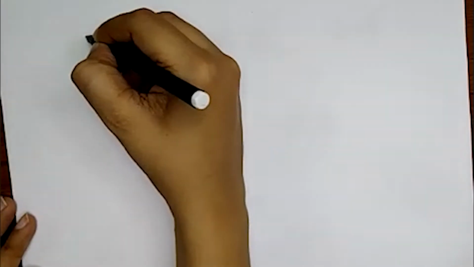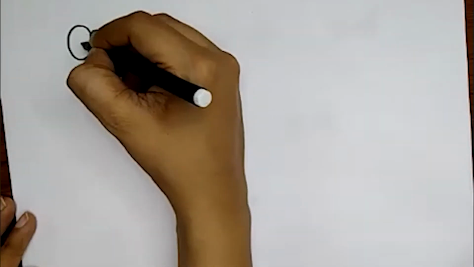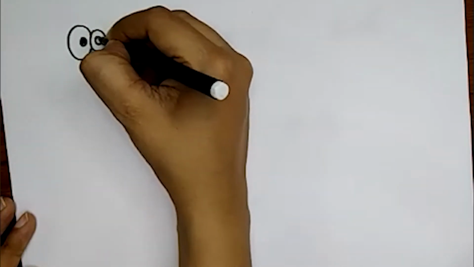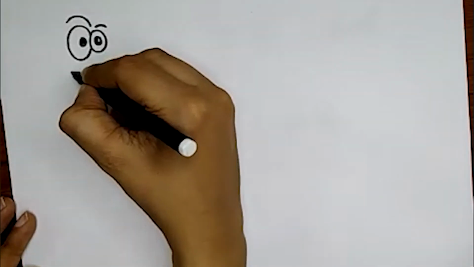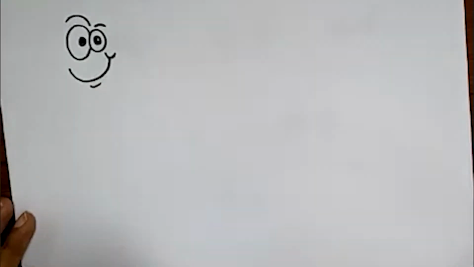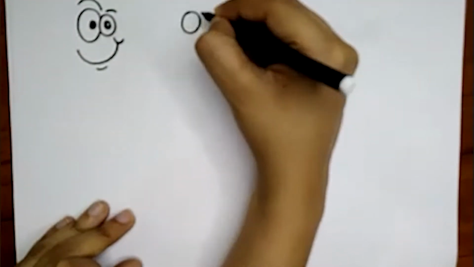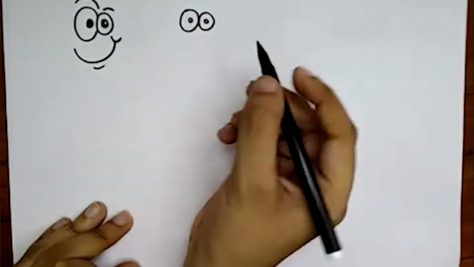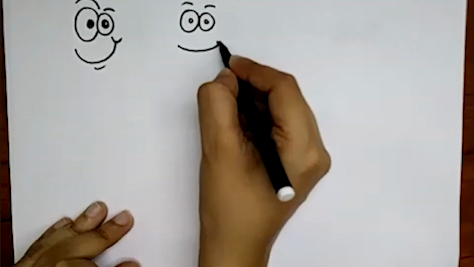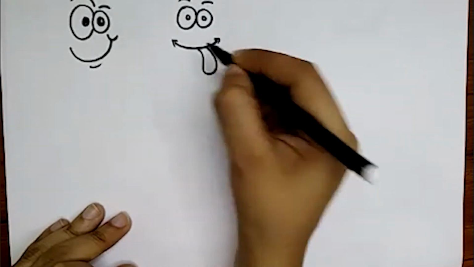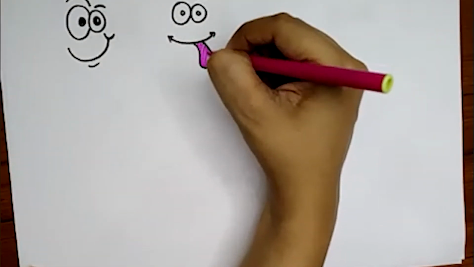Now we'll make both eye and mouth. A smiley face. We'll draw two eyes, one eye big and one eye small. That is the feature of cartoons, okay? And a wide smile. We'll make a smiley face with tongue outside. Again, two eyes, small eyeballs, eyebrows, smile, and tongue. You can add colors to this.